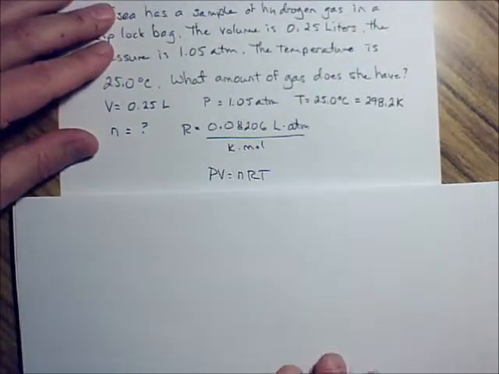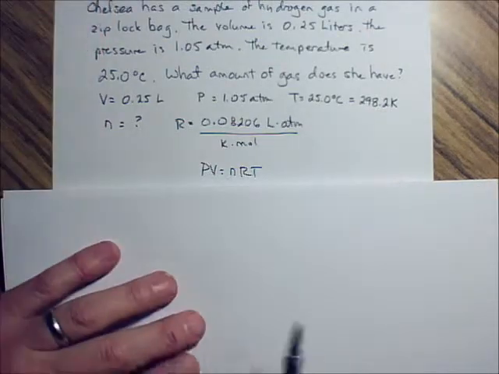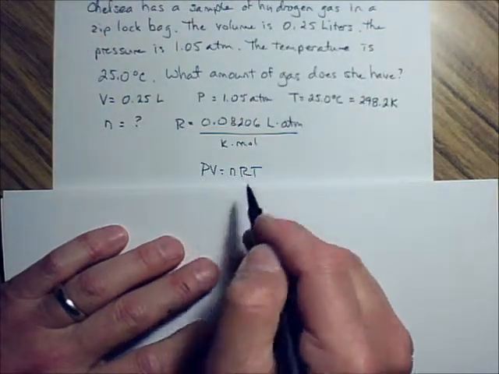I'm going to put it back down here. I'm just trying to set the paper out. All right. I'm going to transfer this PV equals nRT onto this paper here.